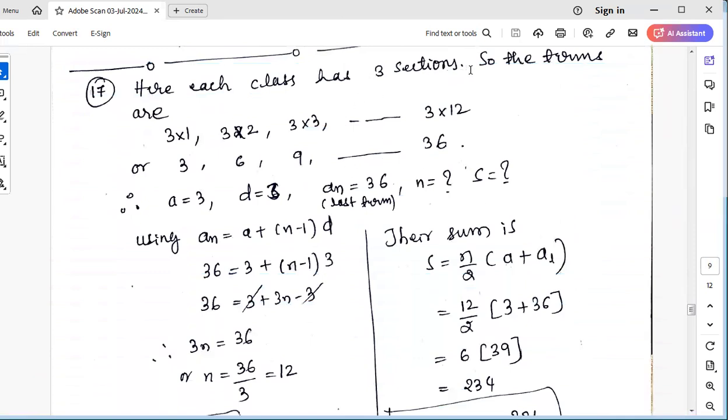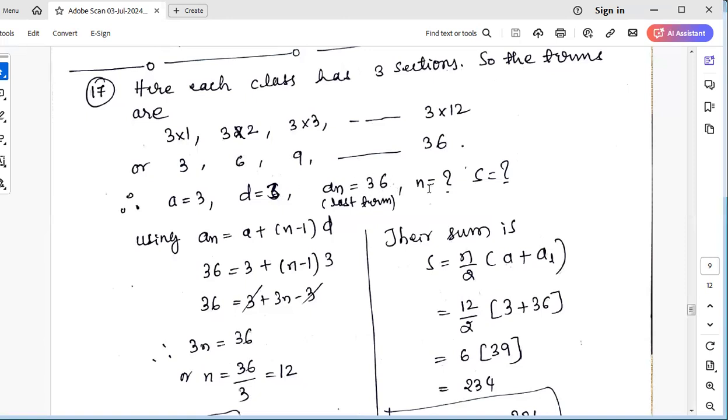Here each class has 3 sections, so the terms are 3 into 1, because class 1 students will plant 1. But 3 sections are there, so it is 3 into 1. Second class will plant 2 trees, but 3 sections are there, so it is 3 into 2. In this way, you have to write for all the classes up to 12th class. So the terms generated here are 3 into 1 is 3, 3 into 2 is 6, 3 into 3 is 9, and so on, 3 into 12 is 36. So this AP is generated here, and the first term is 3, common difference is also 3, and the nth term is 36.